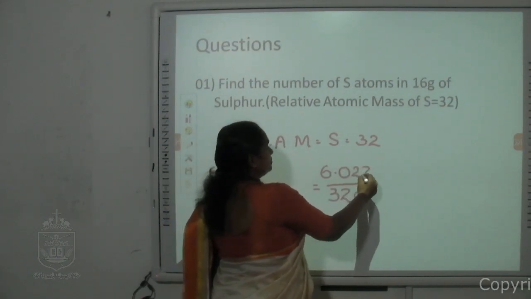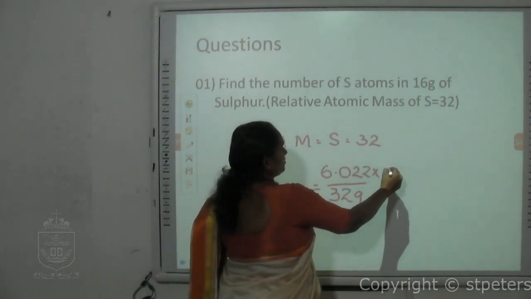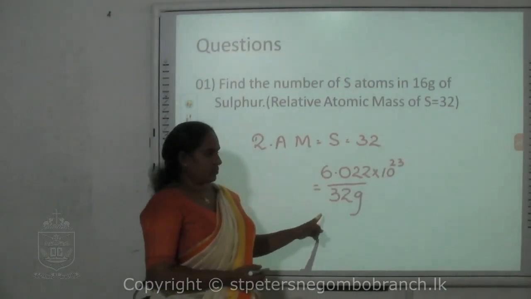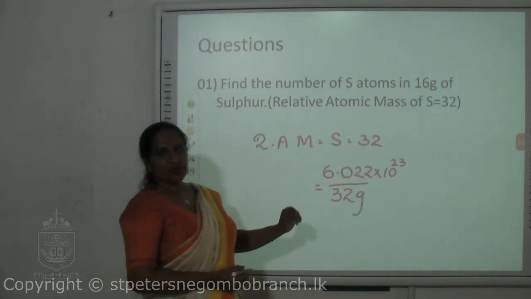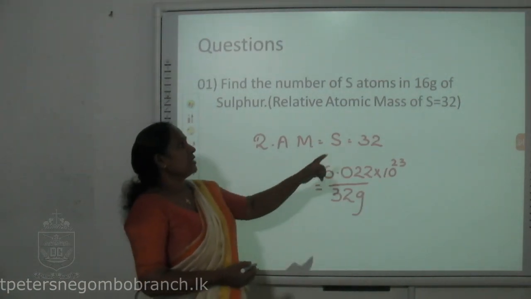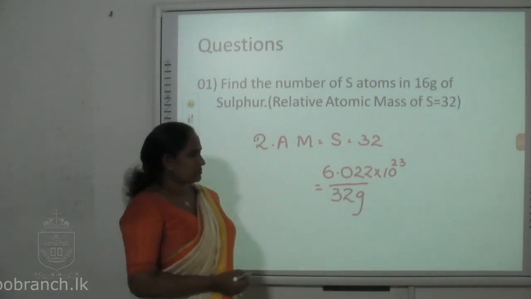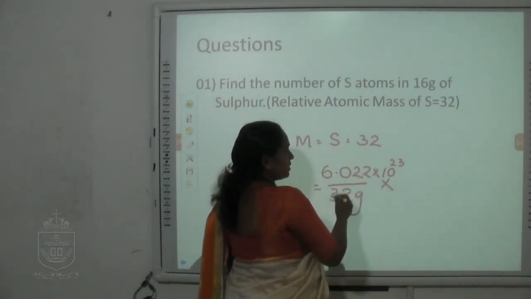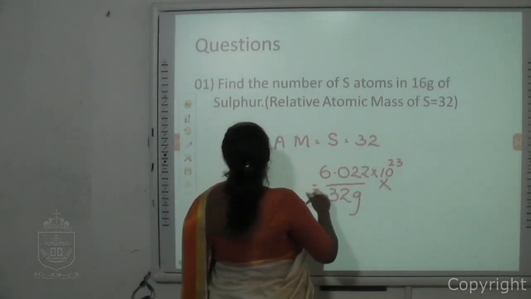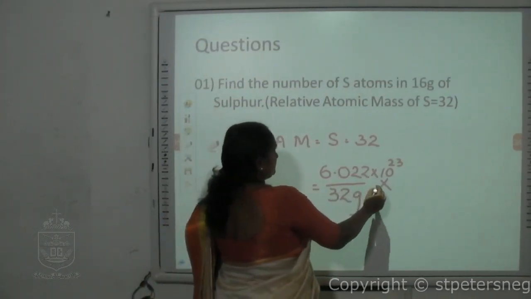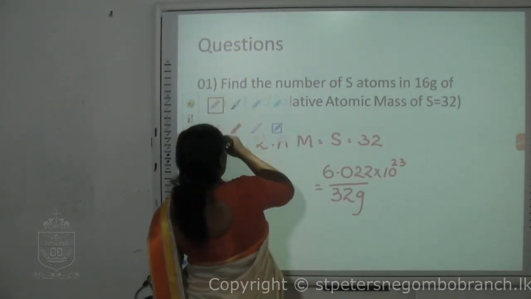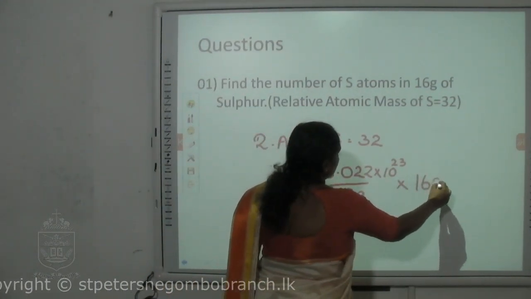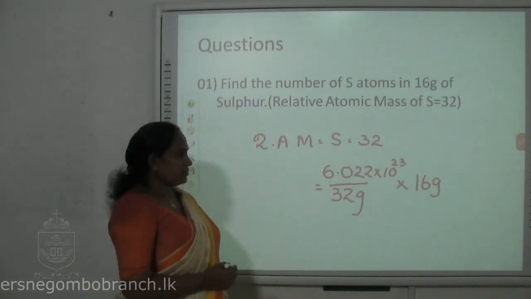is 6.022 into 10 to the power 23. This relationship we know. In 32 grams, the number of atoms is a constant number. So we have to find out in 16 grams how many atoms are there.